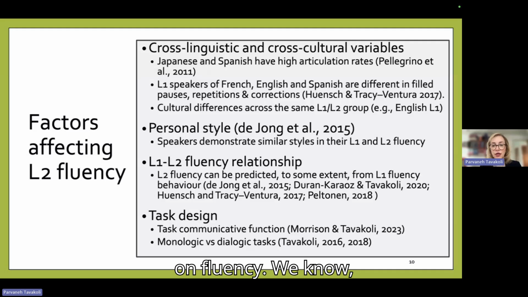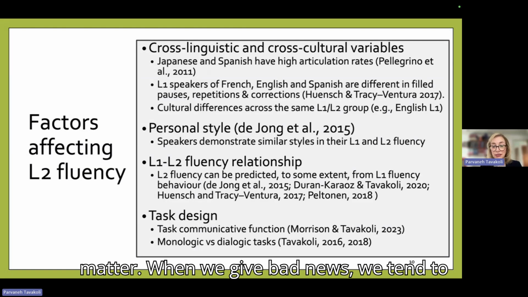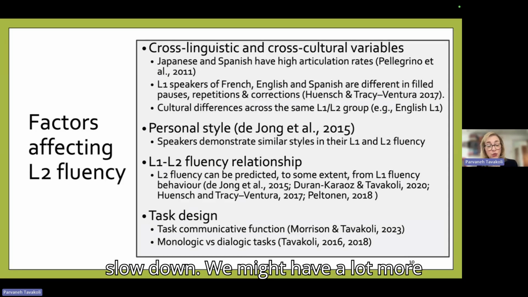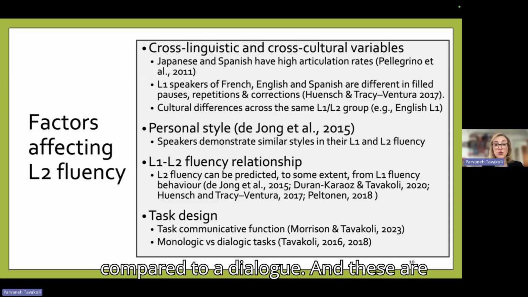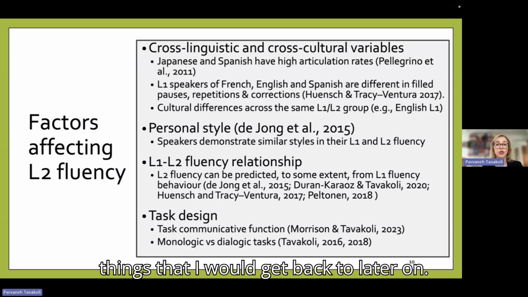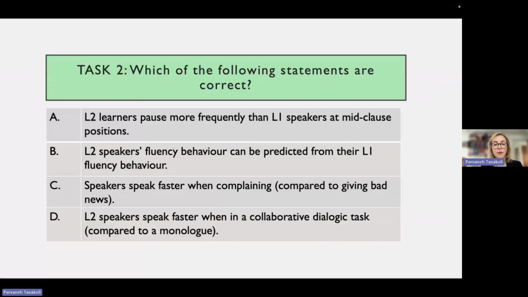Finally, task design has shown massive impact on fluency. We know, for example, communicative functions matter. When we give bad news, we tend to slow down. We might have a lot more pauses. We might use a more repetitive language. Also, we speak differently in a monologue compared to a dialogue. And these are things that I will get back to later on.